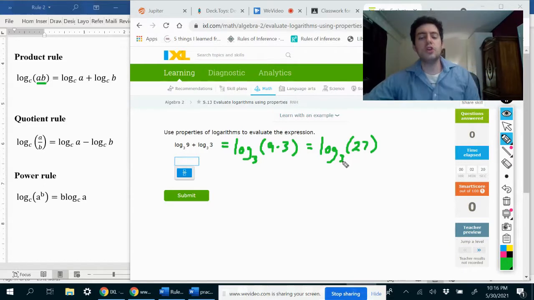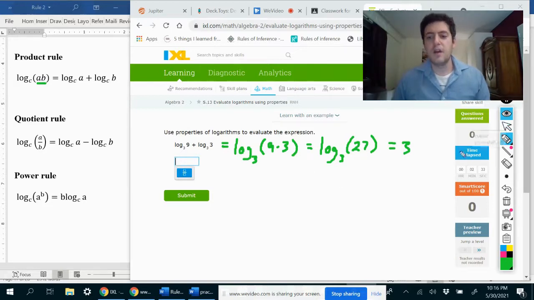So 3 to what power is equal to 27? That would be 3, because 3 to the third power is 27. 3 times 3 is 9, times another 3 is 27.